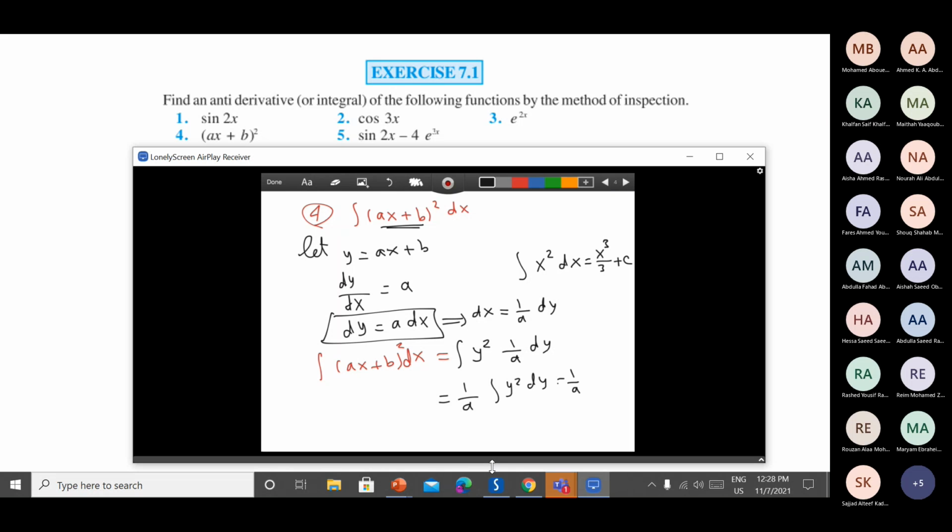1 over a, and you add 1 to the power and divide by the new one, which is 3, plus the constant. Now get back to your original variable. So this one will be a times 3, which is 3a. y cubed is ax plus b cubed, plus c. This is how to do this one, right? Okay.